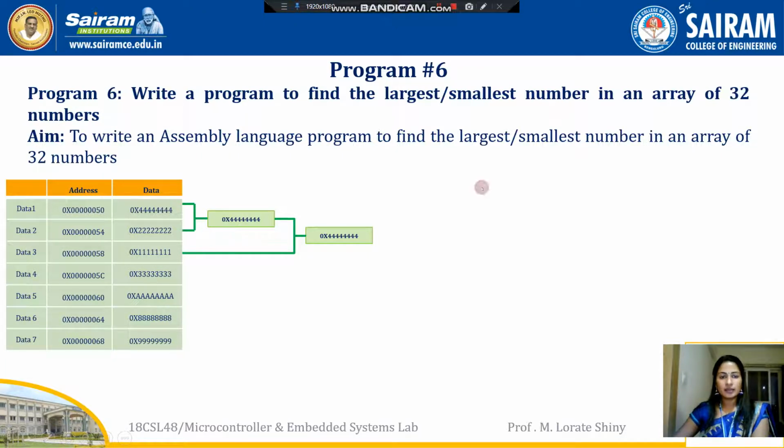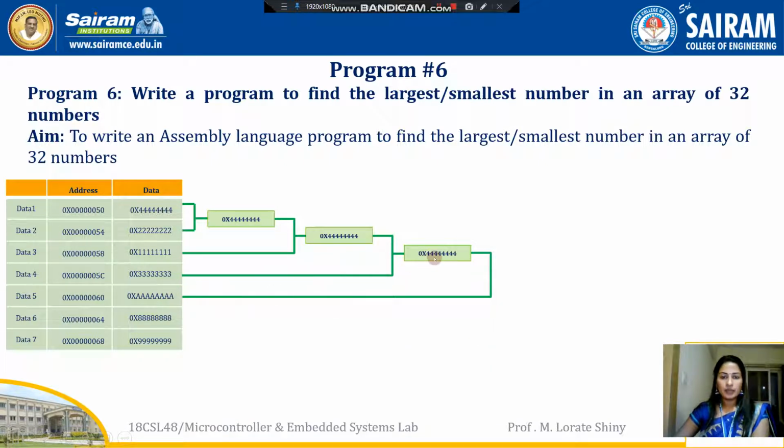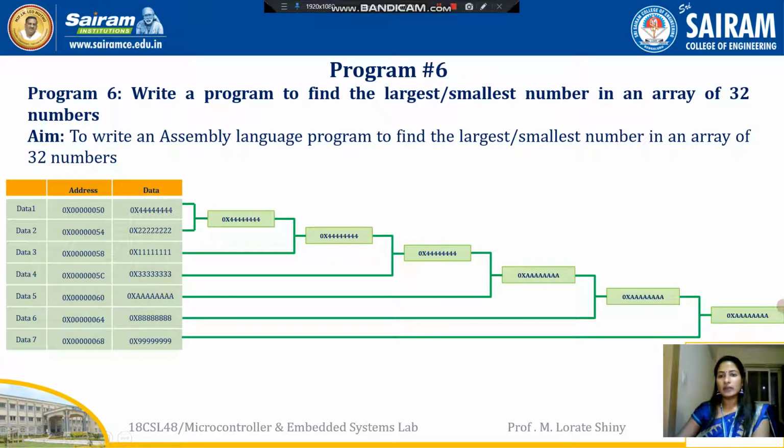Next time I will compare this data with data 4. So 4444 and 333 are compared. Between these two, the largest number will be kept aside. The next comparison will be between this largest number and data 5. Now if we compare 4 and A, A is the largest number, so I am keeping A aside. Next I will compare A and 8. Again A is the largest, so I'll keep A aside. The last comparison is between A and 9. Again A is the largest number, so this is how I will find the largest number.